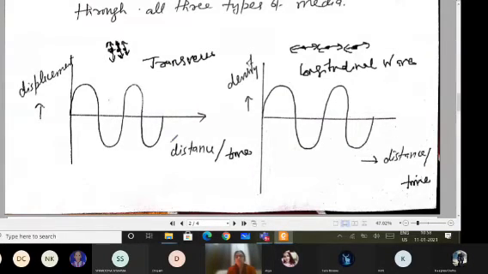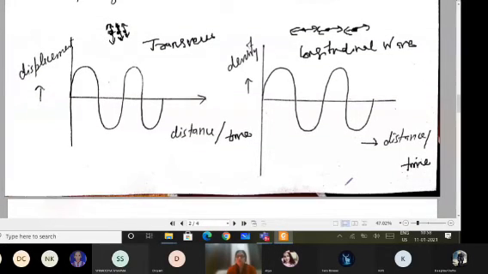Examples I have already discussed. For the transverse wave, you can say water waves, or when you make the string vibrate in musical instruments, that is also a transverse wave. While longitudinal waves are the sound waves, when density is getting changed with distance.